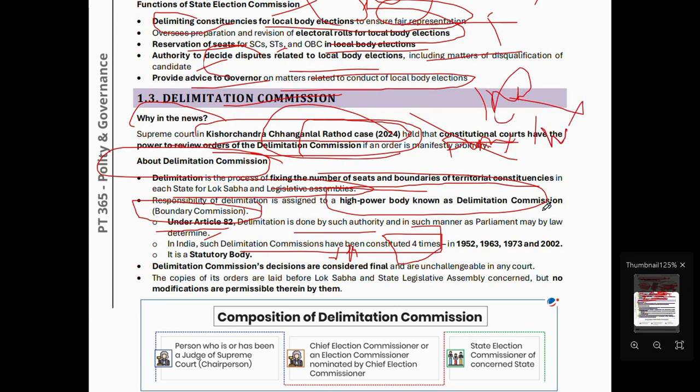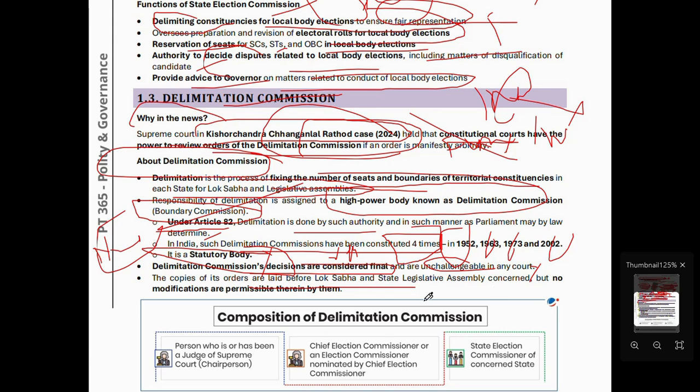It is a statutory body. It is also an important point: it is not a constitutional body. The Constitution nowhere mentions the Delimitation Commission. Its decisions are considered final and unchangeable. This is a very important point. Copies of its orders are laid before the Lok Sabha and the concerned State Legislative Assembly, but no modification is permissible by them. This is all about the Delimitation Commission.